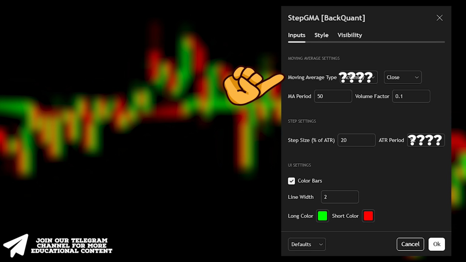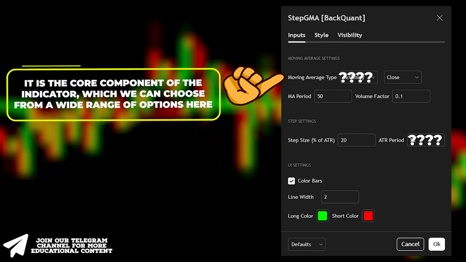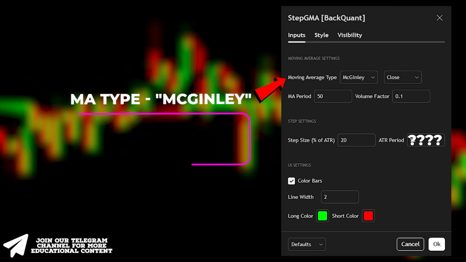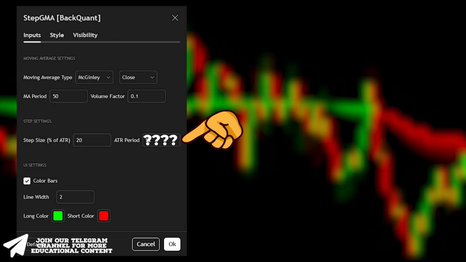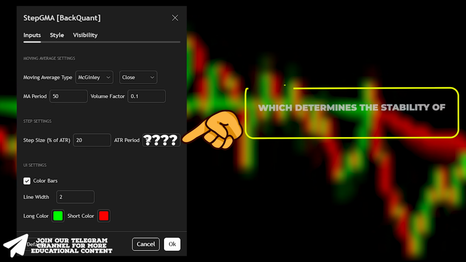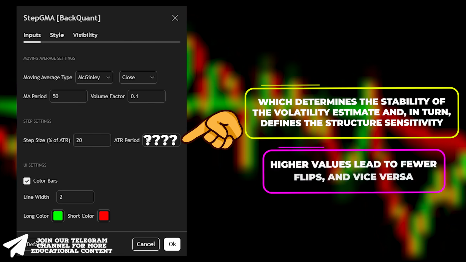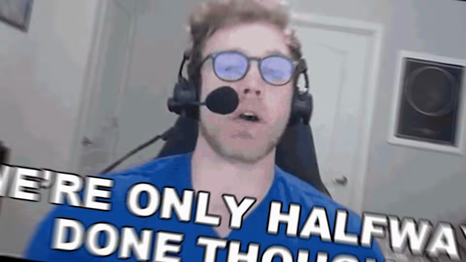First, we have the moving average type, the core component of the indicator, which we can choose from a wide range of options here. We selected the McGinley here, as it is a dynamically smooth moving average designed to minimize lag during rapid moves. Next, we have the ATR period, which determines the stability of the volatility estimate, and in turn, defines the structure sensitivity. Higher values lead to fewer flips, and vice versa. For the 15-minute time frame, we set the value to 52. Half the work is complete.